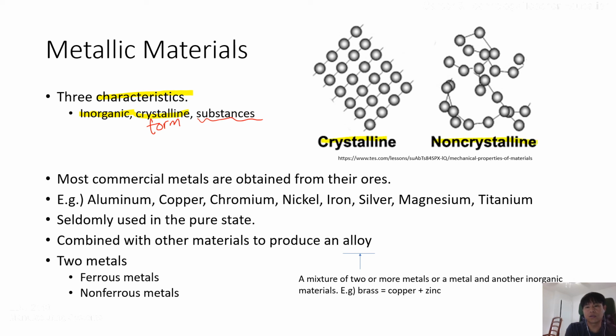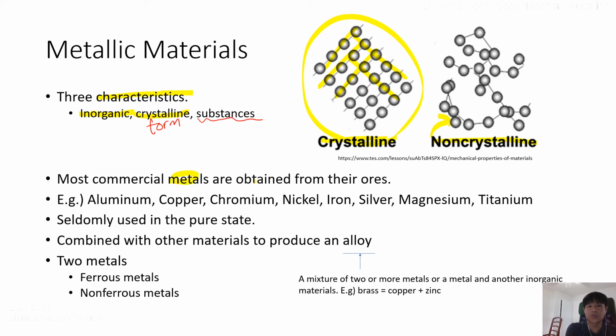Crystalline and non-crystalline. You can see these dots that represent the molecular structure of a resource, an object. Crystalline means it has a certain pattern like this. But look at this non-crystalline one: there's no specific pattern, it is just formed randomly. But the metallic material characteristic is crystalline, with a certain form or shape in its molecular structure. That is the characteristic of metallic material.